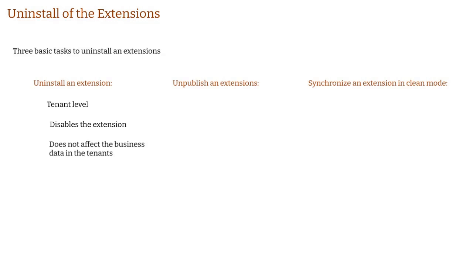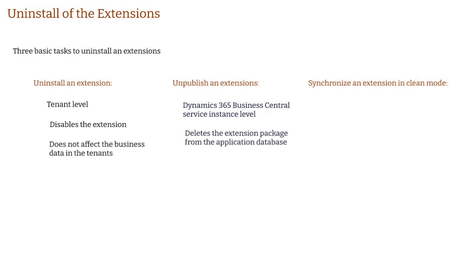2. Unpublishing an extension. This is done on the Dynamics 365 Business Central Service instance level for a specific extension version. It deletes the extension package from the application database that is mounted on the server instance. The extension is no longer available for installation on the tenant of the server instance. Like uninstalling an extension, unpublishing doesn't affect business data in the tenant, modify SQL, or run any user code. An extension can't be unpublished if it is installed on a tenant of the server instance.